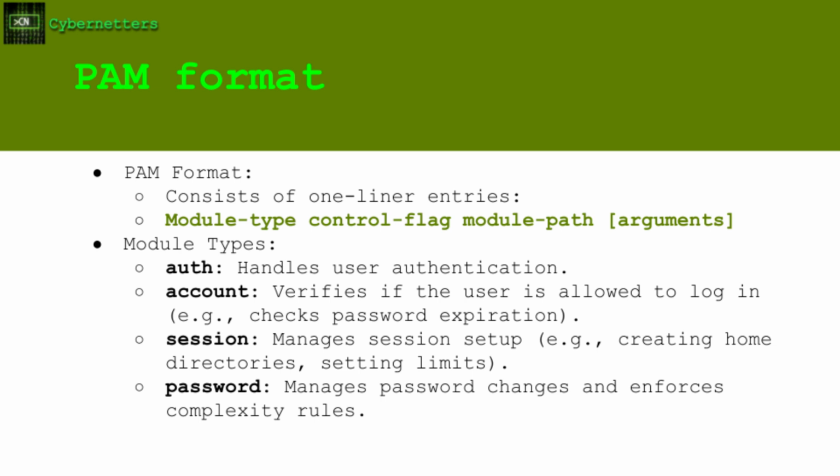Each line in the PAM config determines a specific authentication step. So auth handles the authentication, which is the password validation. Account checks if the user is allowed to log in, such as password expiration. Session manages the session activities like creating the home directories, and password handles the password management and complexity enforcement. Basically, PAM processes these modules in order, deciding who can log in and if they're allowed and what happens when they do.